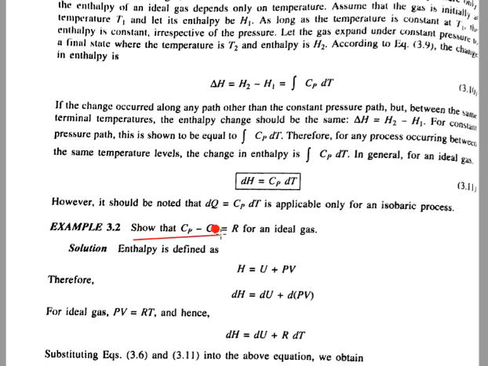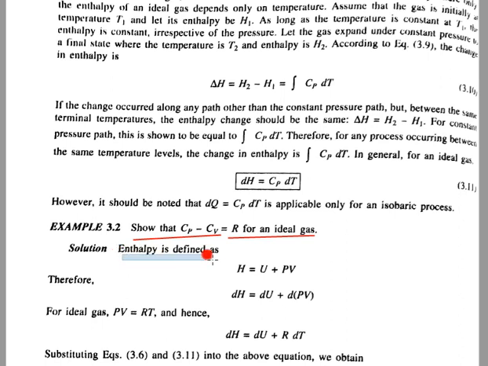Show that Cp minus Cv is equal to R for the ideal gas. So this condition we have to satisfy. We have to prove, okay. So Cp minus Cv equal to R for ideal gas. Cp means constant pressure, and Cv is constant volume. So let the solution define.